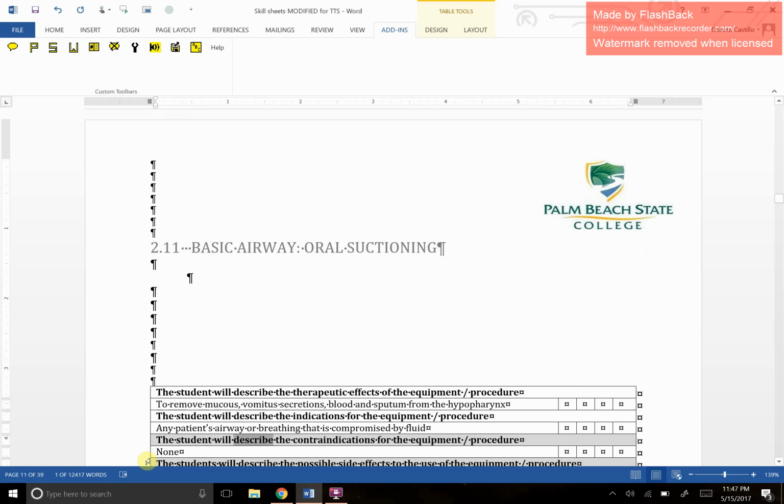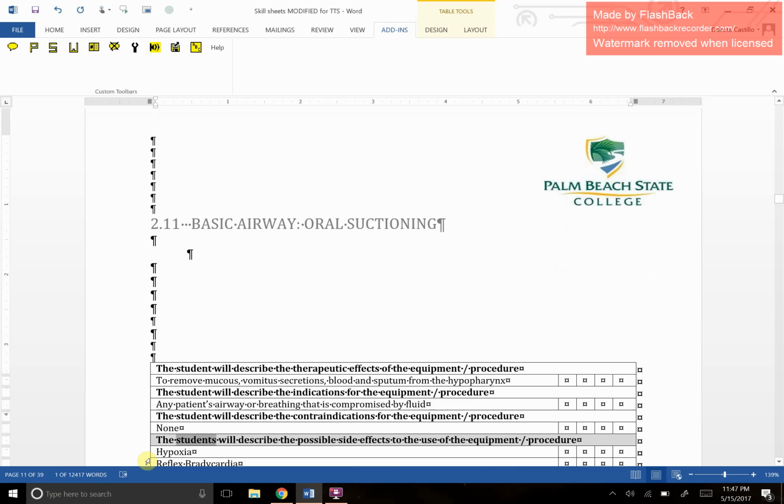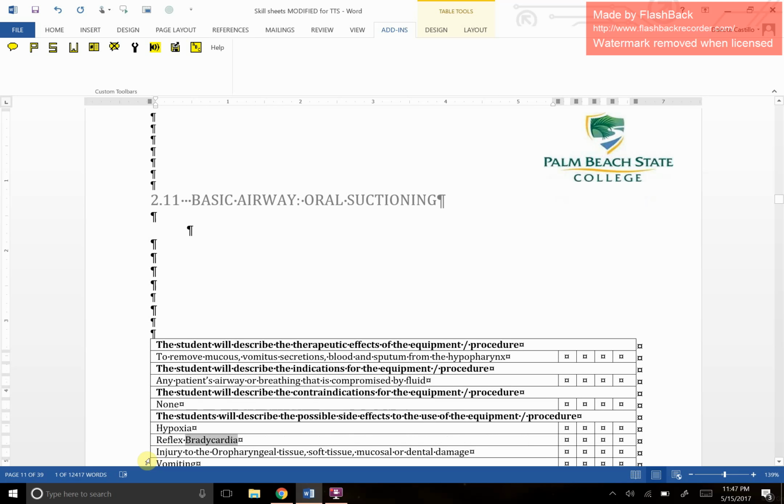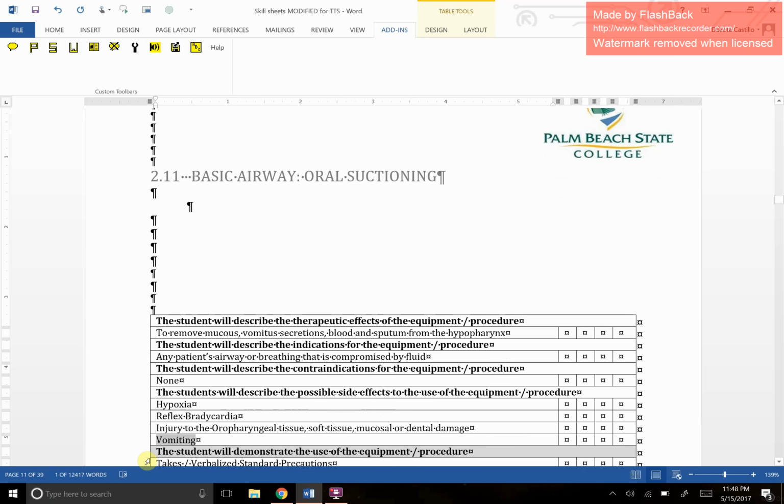The student will describe the contraindications for the equipment/procedure. None. The student will describe the possible side effects of the use of the equipment/procedure. Hypoxia. Reflex bradycardia. Injury to the oropharyngeal tissue, soft tissue, mucosal or dental damage. Vomiting. The student will demonstrate the use of the equipment/procedure.